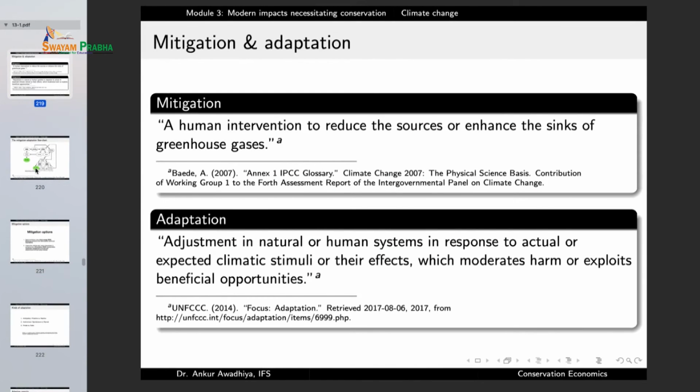And to solve the problem of climate change, we have got two options: mitigation and adaptation. Now, mitigation is the set of those techniques that we use that bring down the level of carbon dioxide in the atmosphere. So when we say climate change mitigation, we are trying to avoid climate change. And when we say climate change adaptation, we are trying to live with the climate change.